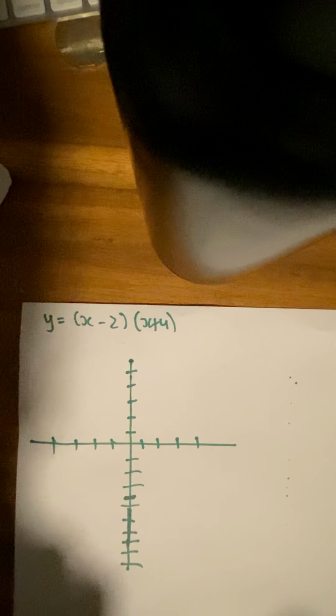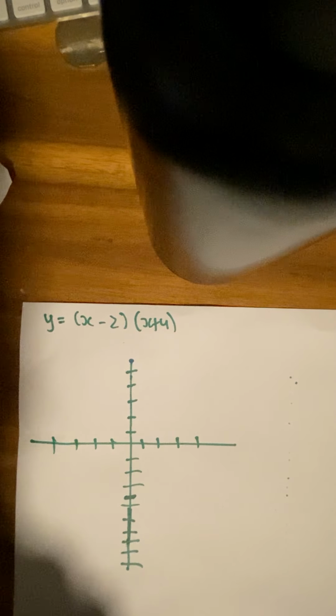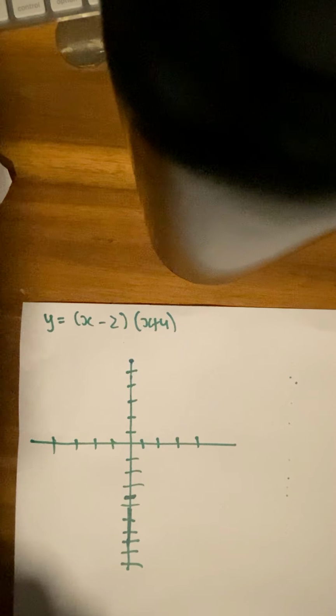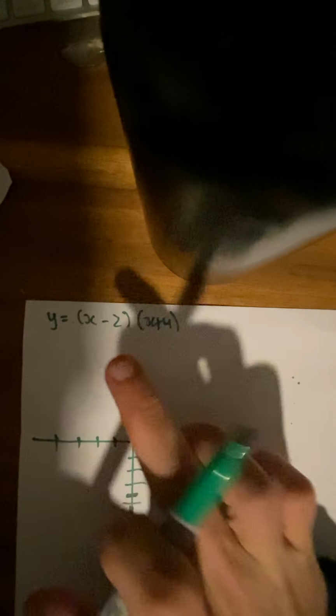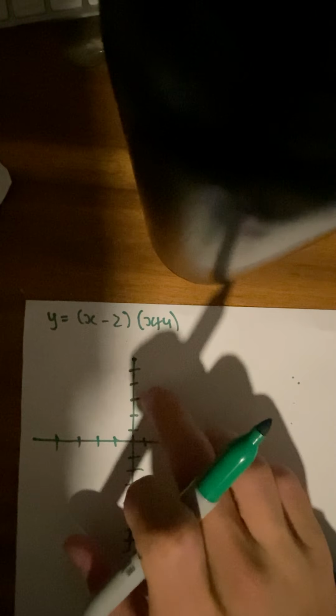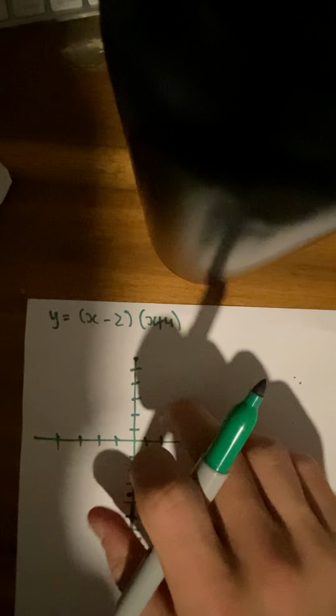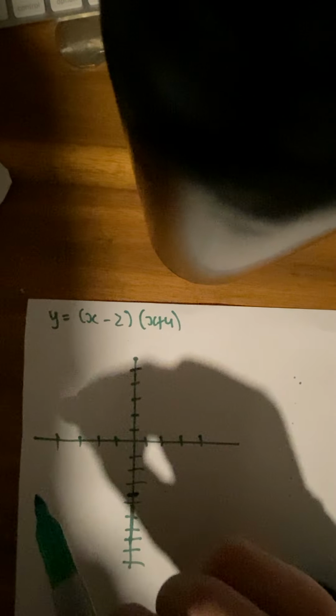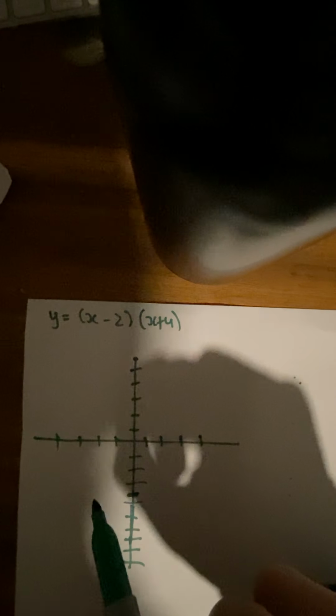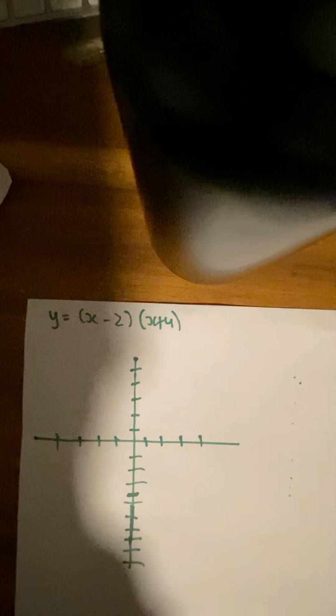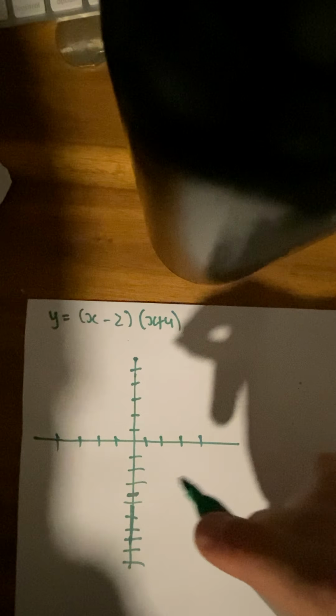How's it going, guys? In today's video we're going to be looking at how we can graph quadratic functions, such as what we have here, where we have y equals (x minus 2) times (x plus 4). Now the first thing to notice here is that this is in x-intercept form. That is, we can easily find the x-intercepts of this function.